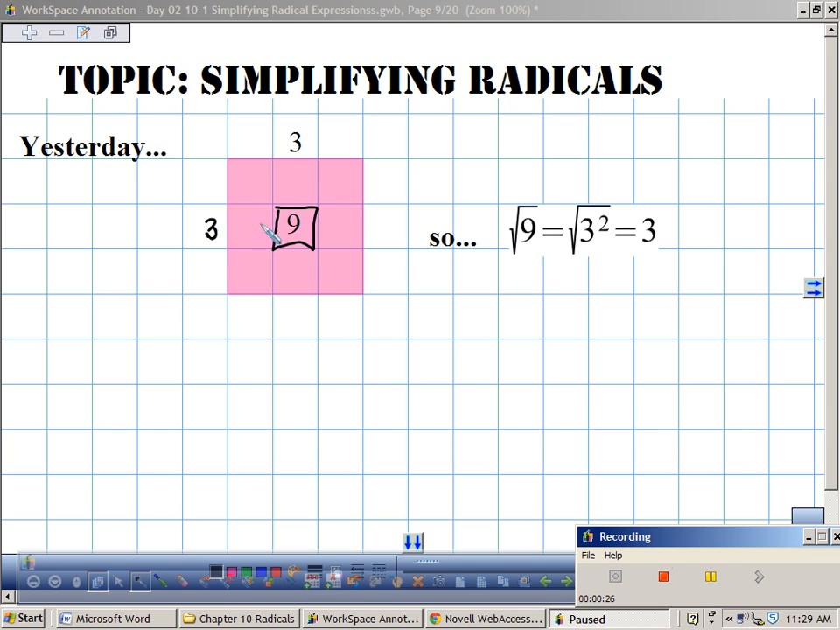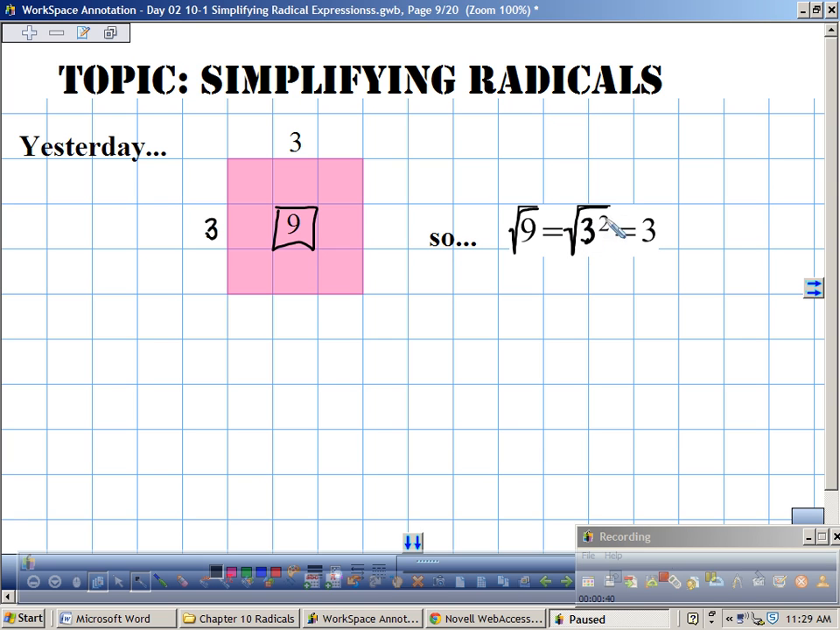Okay, so what this is saying is that if I have 3 times 3, I get 9. Or the square root of 9 equals 3 squared. And when I have a square underneath a square root, they're inverses of each other, and I get 3. Let's talk about that for a quick moment.